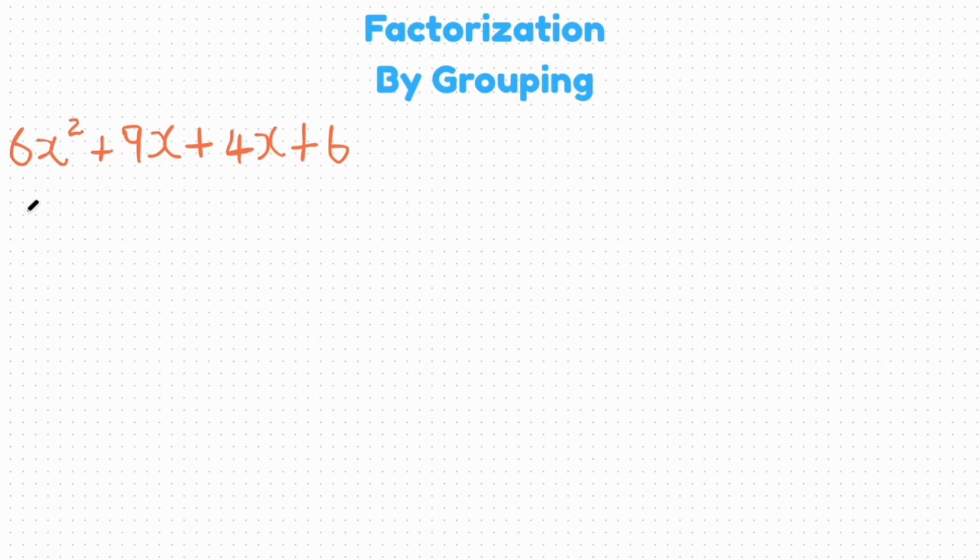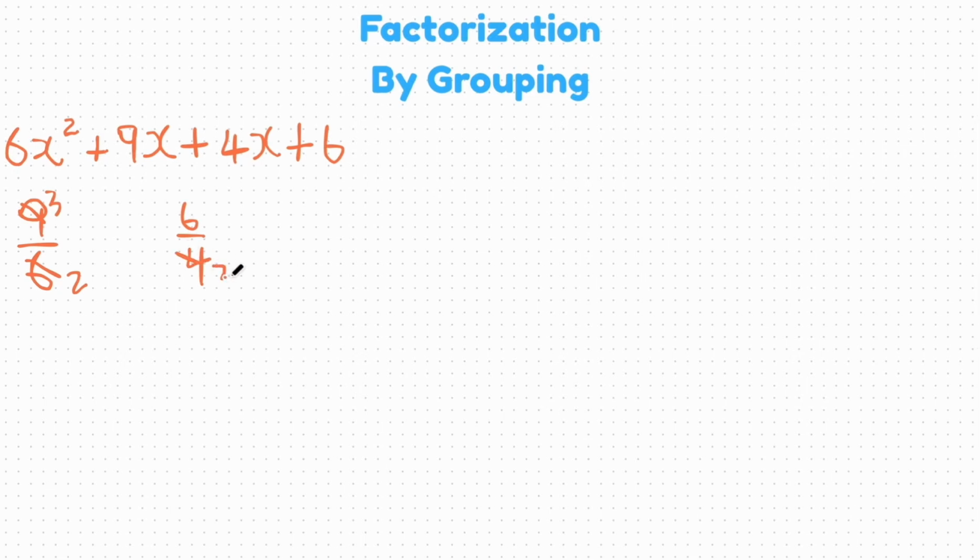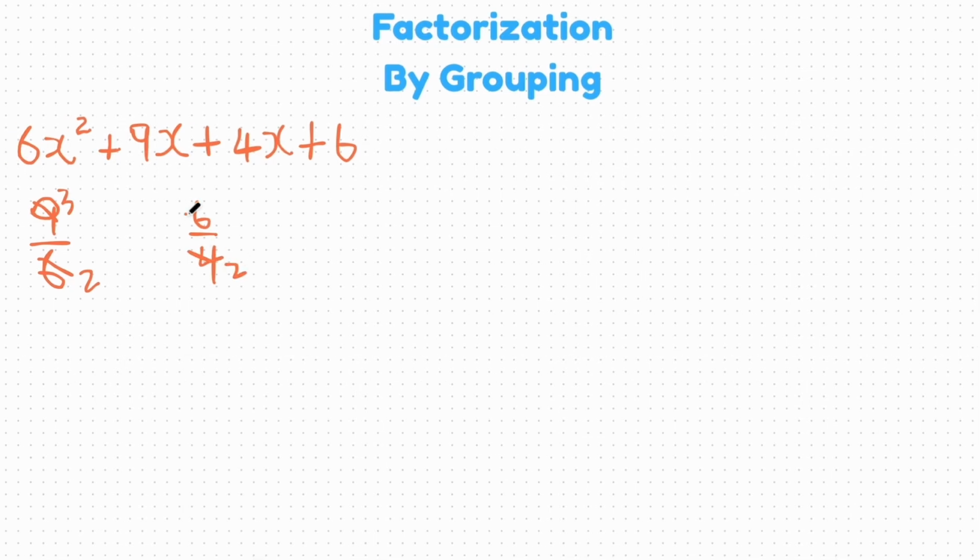So 9 divided by 6, 9 over 6. When this is broken down, 3 into 6 goes 2 times, 3 into 9 goes 3 times. So that's 3 over 2. Then 6 divided by 4. We break down this fraction, 2 into 4, 2 times, 2 into 6, 3 times. So both are 3 over 2, the ratio of the coefficients, they are equal. We can go ahead and factorize by grouping.